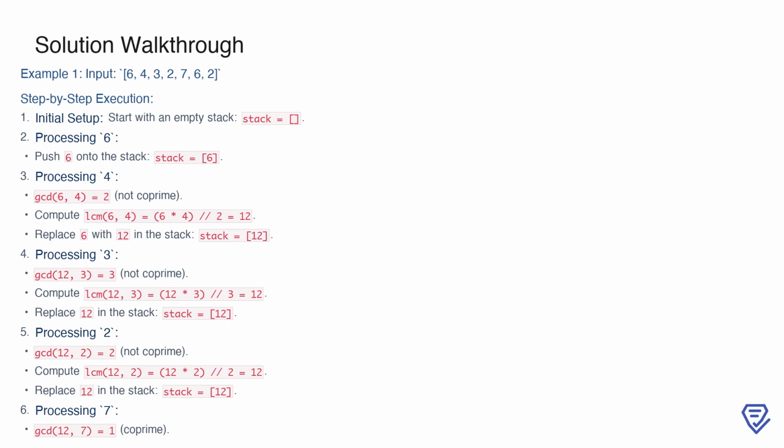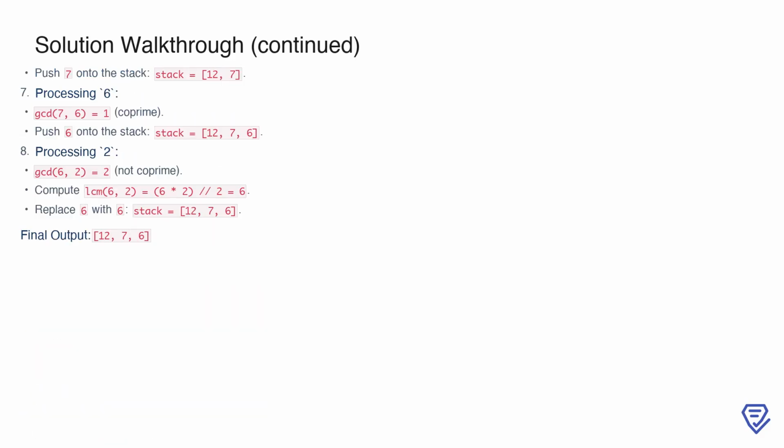The GCD of 12 and 7 is 1, showing they are coprime, so we simply push 7 onto the stack, resulting in 12, 7. Now with the stack at 12, 7, we process the next number, 6. The GCD of 7 and 6 is 1, meaning they are coprime. As a result, we push 6 onto the stack, which now becomes 12, 7, 6.